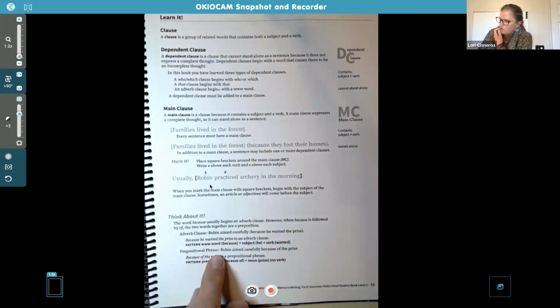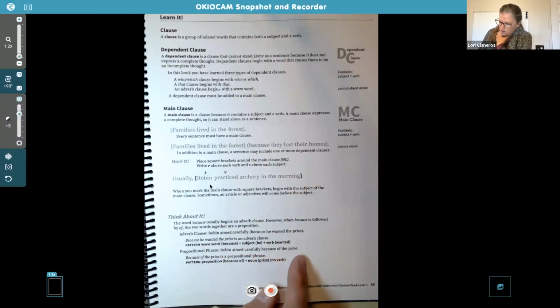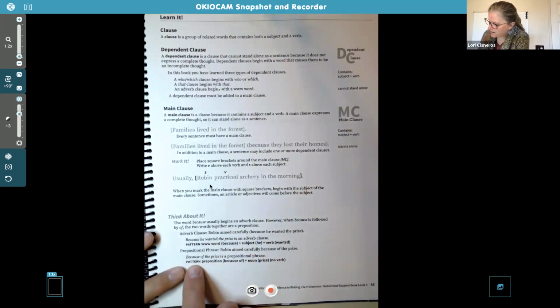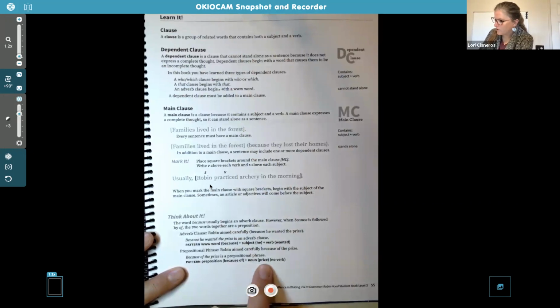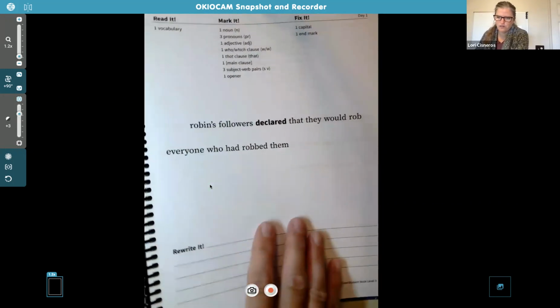And then there's the prepositional phrase, Robin aimed carefully because of the prize. Because of the prize is a prepositional phrase because it's starting with because of. So sometimes because is a preposition and sometimes it's part of an adverb clause. So it switches. It just depends on how it's used in the sentence. So here it's because of plus a noun, which is the prize, and no verb, that becomes a prepositional phrase. Okay. Any questions about that so far?